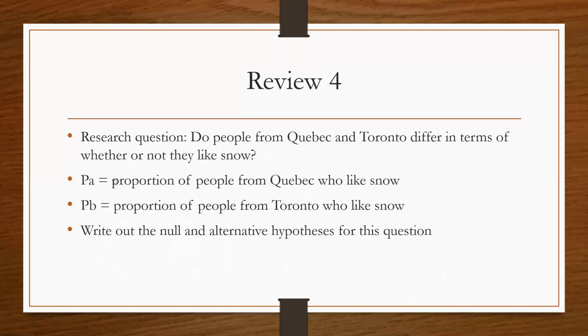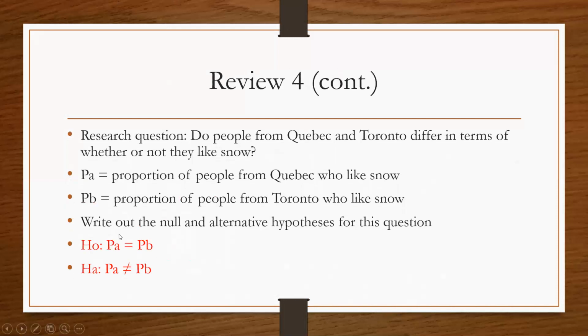Yeah, good. I think you guys got it. It's pretty straightforward. Null is that they're equal. Alternative is that they just aren't equal. Pretty straightforward.